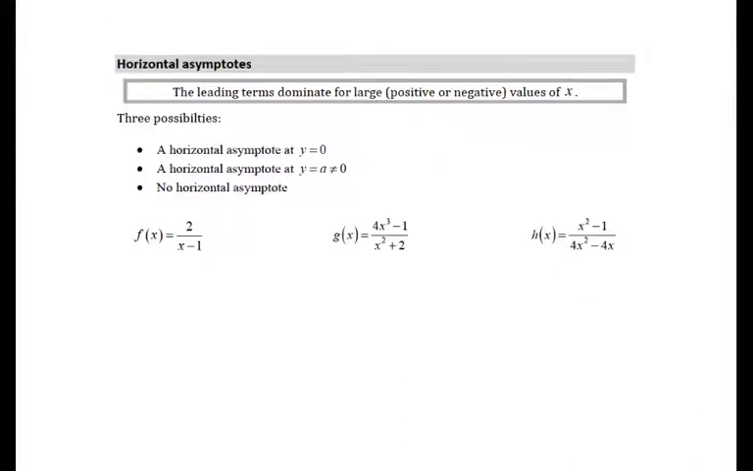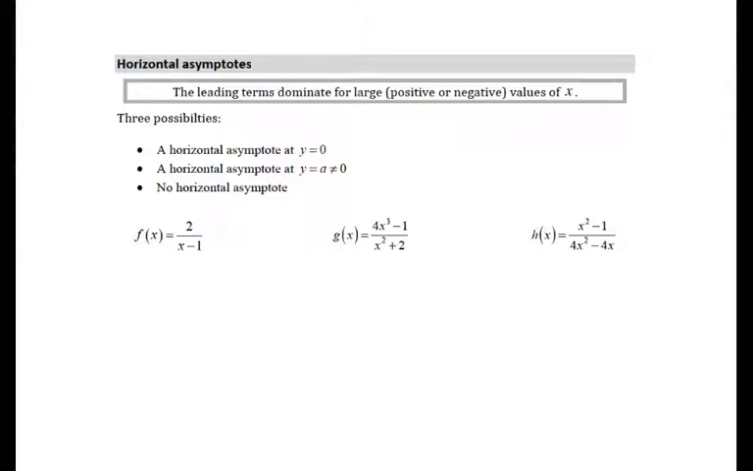Finding horizontal asymptotes is a little bit more involved, and the simplest way of thinking about it is that it's similar to how we find polynomial end behavior. If you recall from polynomials, it was really the degree and the leading coefficient of the polynomial that determined what was going to happen for very large positive or very large negative values of x. Well, the same thing is true with rational functions, but we really have a leading term on the top and a leading term on the bottom in a rational function.